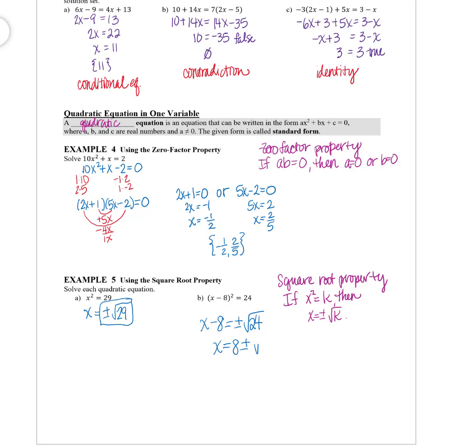It's easier to read if we put the 8 in front. And then we take out all the perfect square factors of 24. So 24 is 4 times 6. 4 is a perfect square, so that comes out as a 2. So here we have two solutions, 8 plus 2 root 6 and 8 minus 2 root 6.